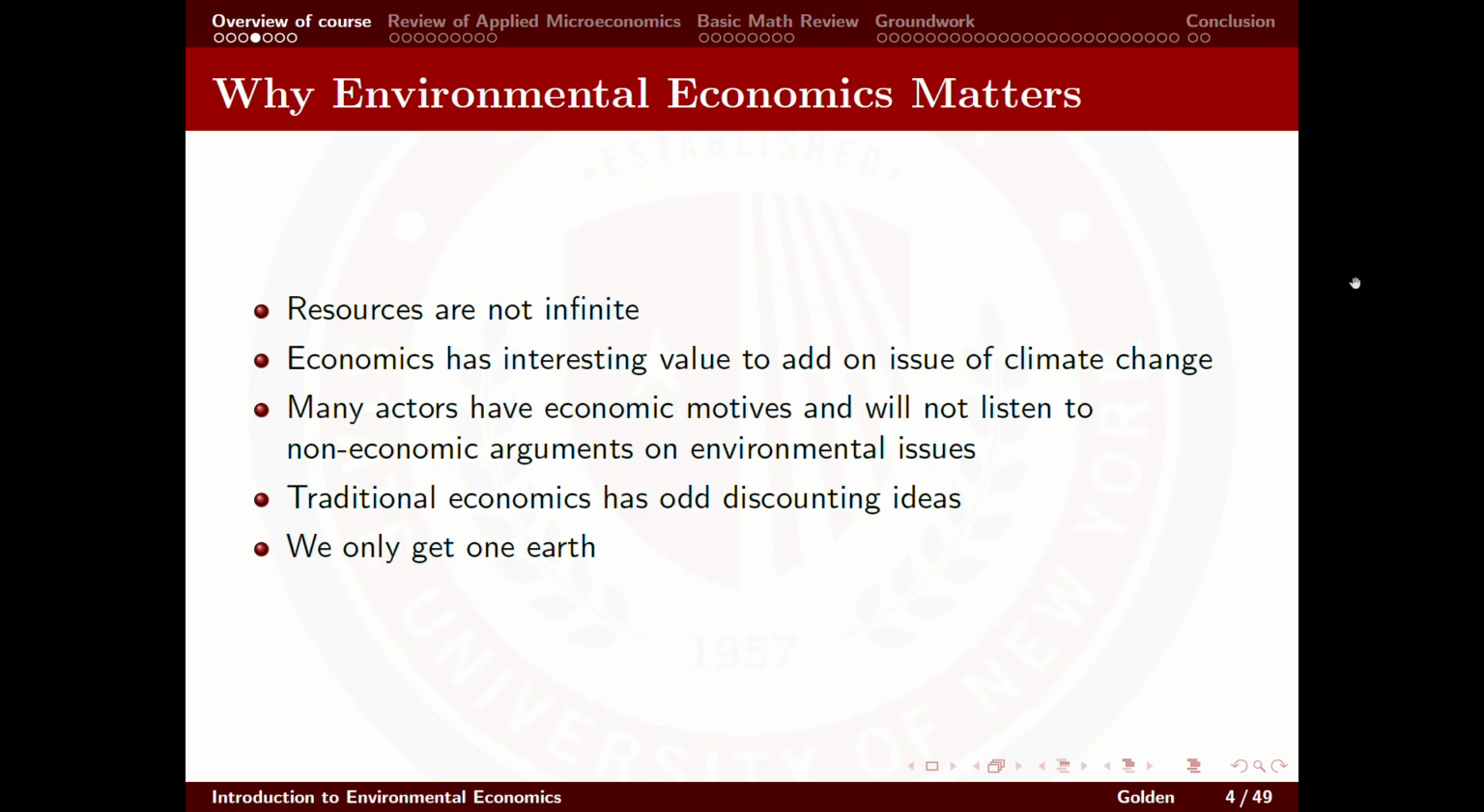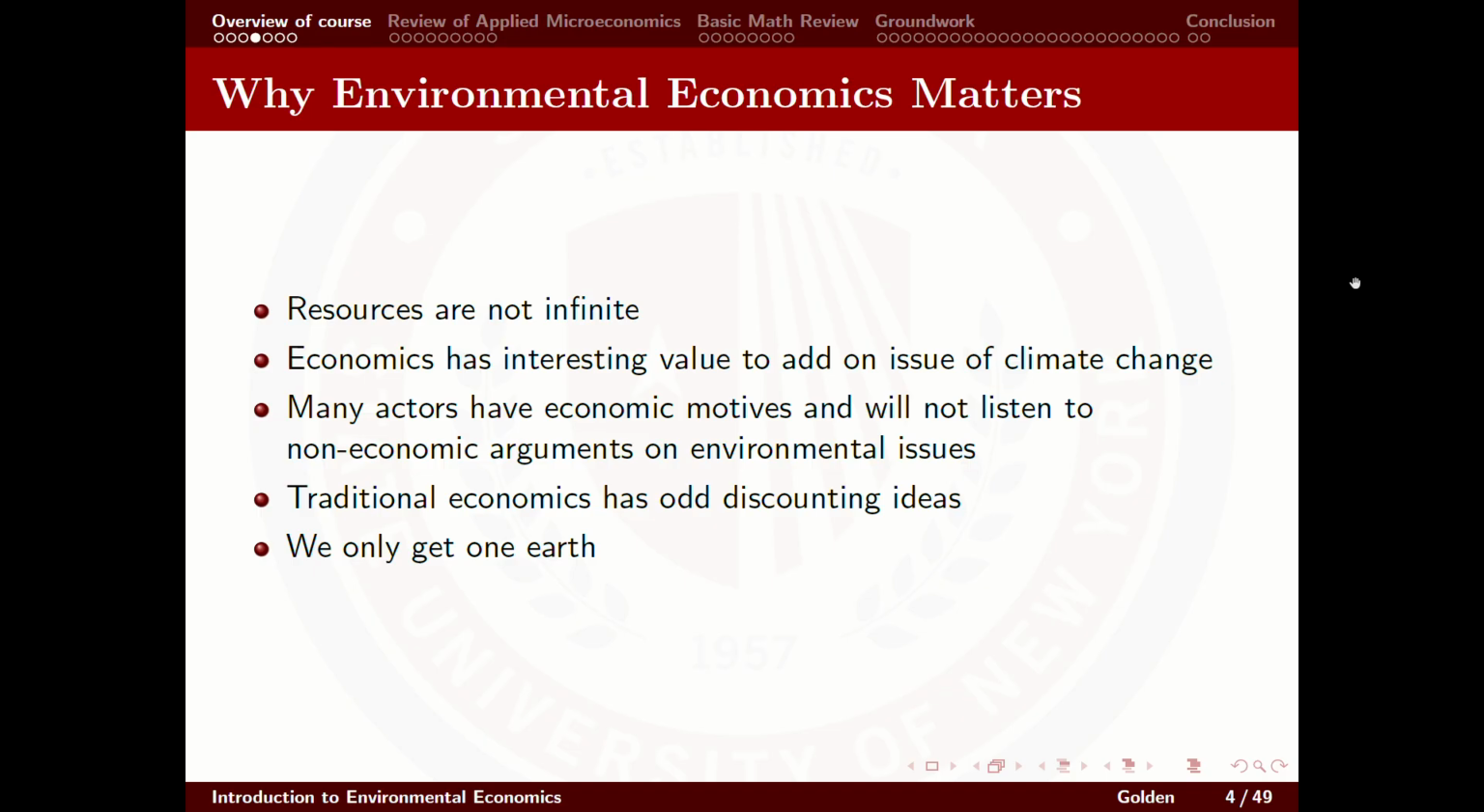Traditional economics has odd discounting ideas. In traditional economics, this idea is a discount rate of 0.05. Next year is 95% as valuable as this year. But when you do that, it turns out that in 100, 150 years, things don't matter. You don't care about over a century or a century and a half from now.